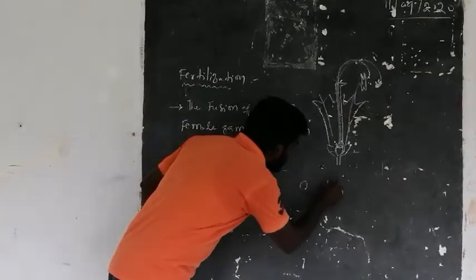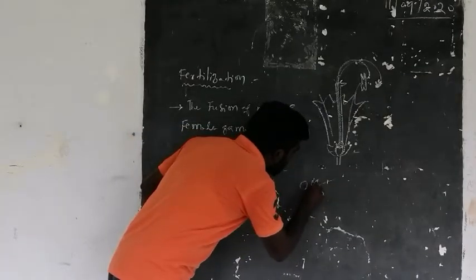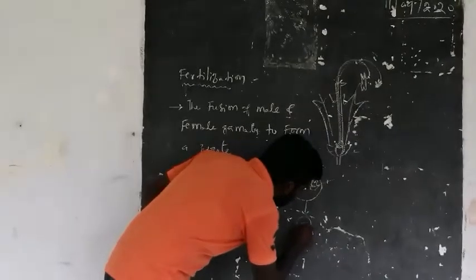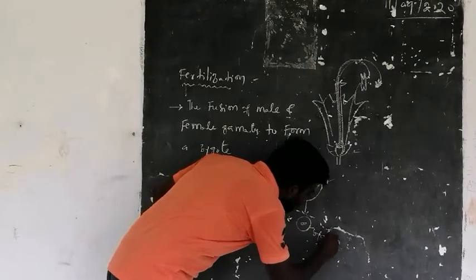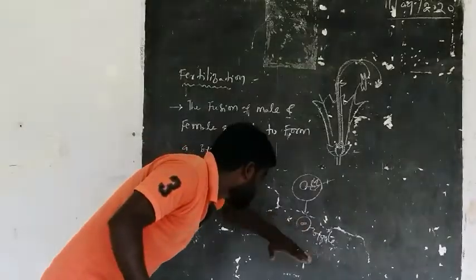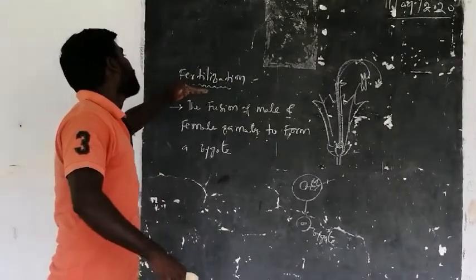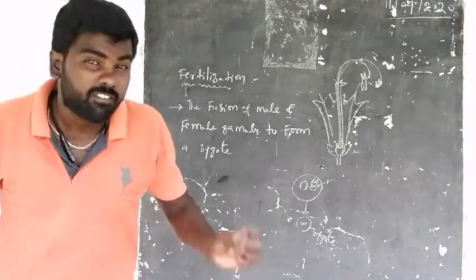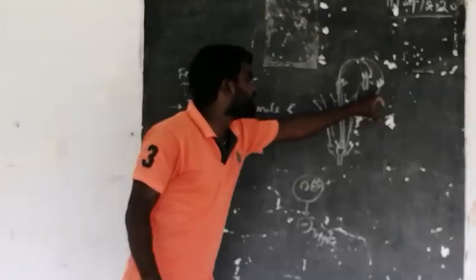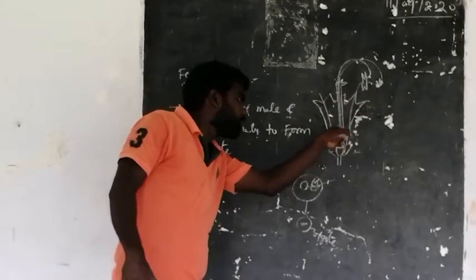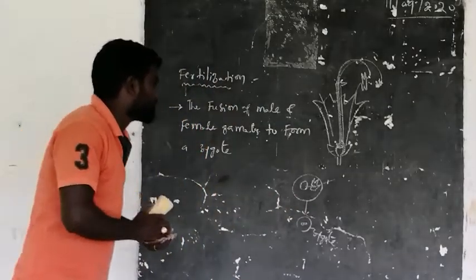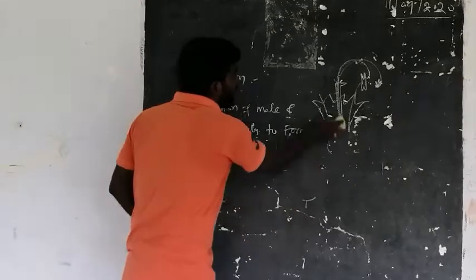Here this is the ovule, and this pollen grain comes here and fuses with it to form a zygote. A diploid zygote is formed, and this process of formation of the diploid zygote is called the fertilization process. The fusion of both male gamete and female gamete inside the ovary to form a zygote is called fertilization. Clear?